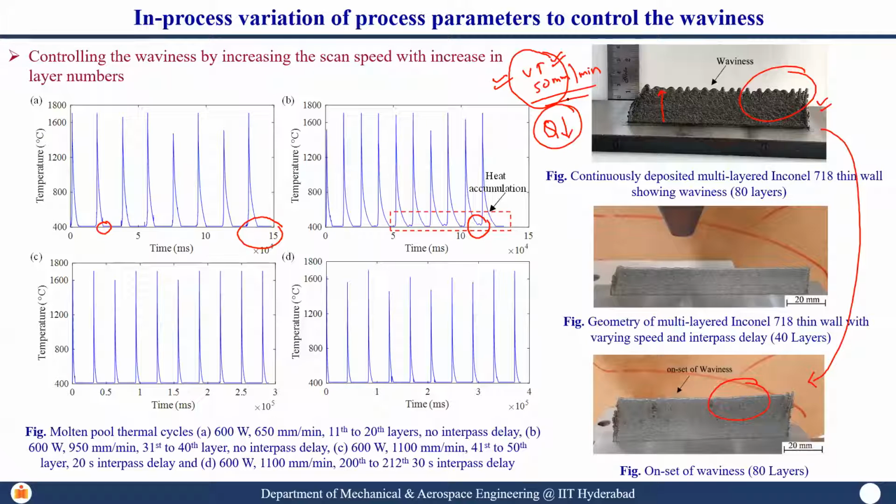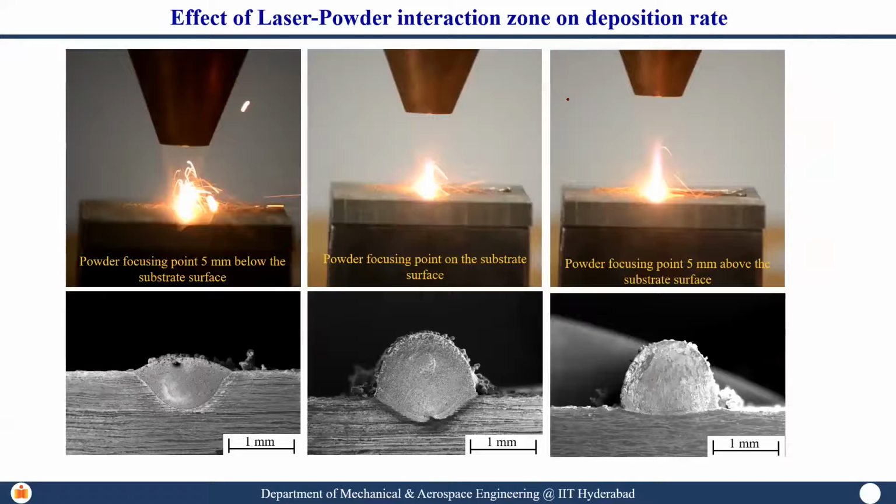This is where our laser material interaction comes into the picture. If you remember, if the SOD is low, like 15 mm, the deposition is less. If the SOD is 20 mm, which is optimum, the deposition is high.